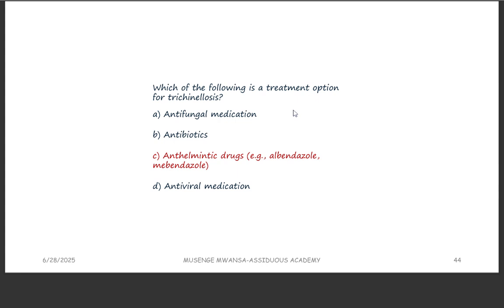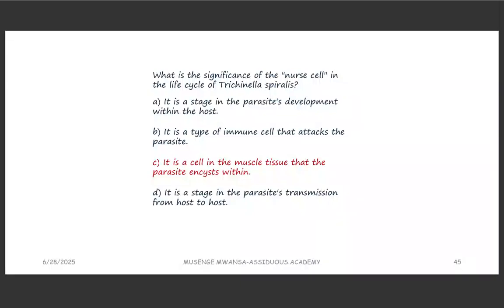Which of the following is a treatment option for trichinosis? Fungal medication, antibiotic, anthelmintic drugs like albendazole and mebendazole, antiviral. So these are basically anthelmintic drugs, or drugs against worms. What is the significance of the nurse cell in the life cycle of Trichinella? Remember, we said that a nurse cell is a muscle cell that has a parasite within it. Okay, so basically, that is it on Trichinella spiralis.